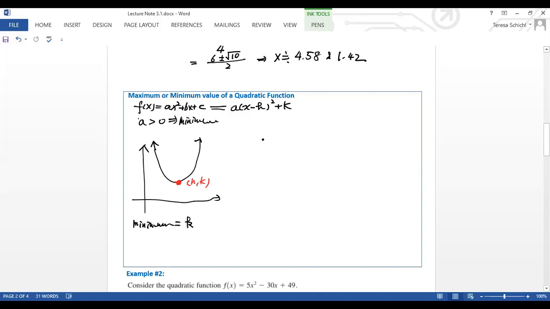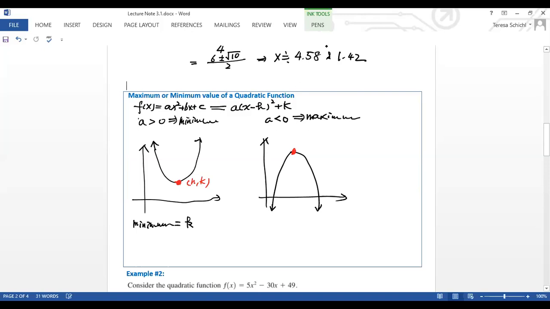In the same way, if a is less than 0, I know my quadratic is going to open this way here, right? So what is this value here? This is the tallest point. If this is the tallest point, what type of value do I have here? I have a maximum value.